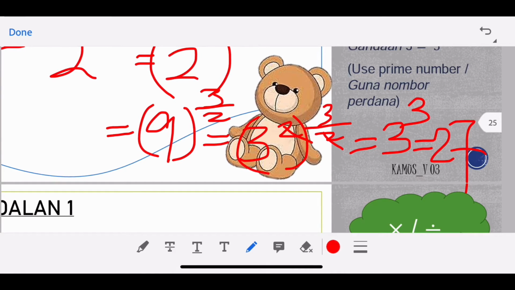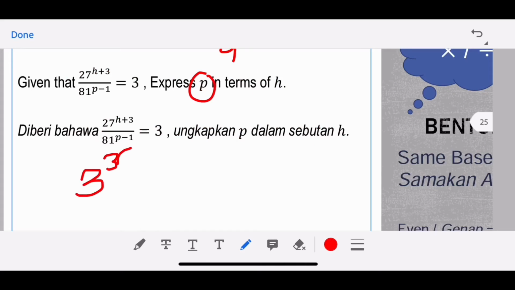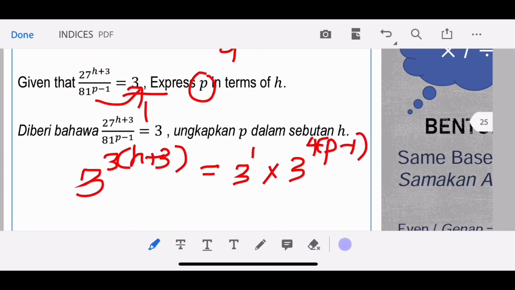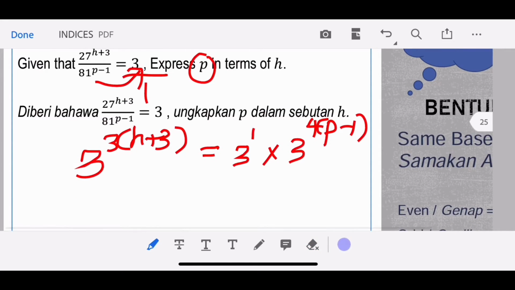Alright, so then next we will proceed to the next question. So for this video, we will discuss the indices equation with the same base. Okay, for this question, you're having 27, which is 3 power 3h plus 3. And then 81, you can times to the right hand side. So 81 is 3 power 4 times the p minus 1. And then you can just equate them because all the bases are the same, right?